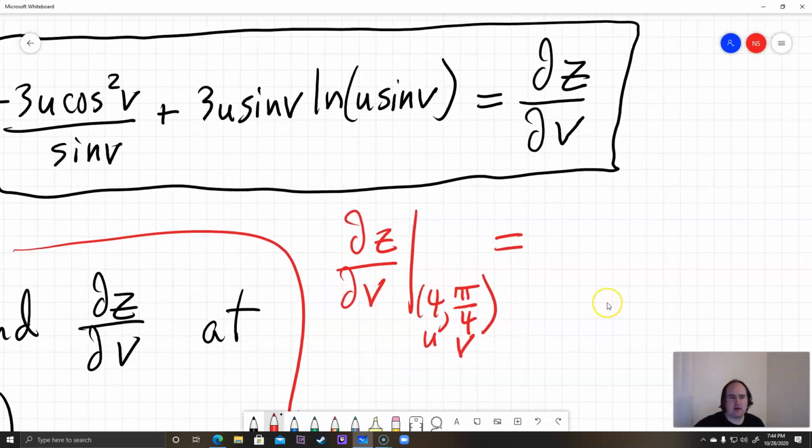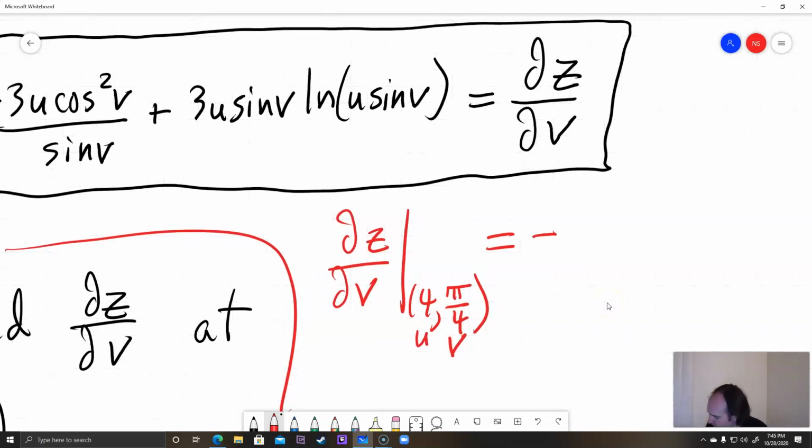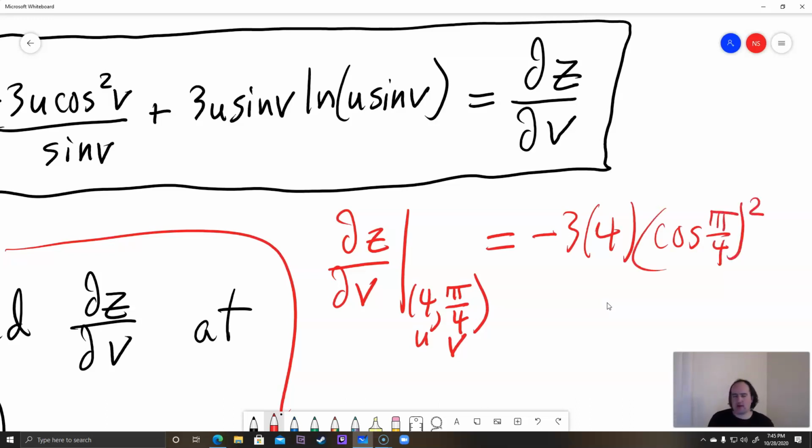So what we're going to have here is negative 3 times 4 times cosine of pi over 4 squared. Because remember, cosine squared of v is the same as cosine of v quantity squared. So that's going to be cosine of pi over 4 squared divided by sine of pi over 4.